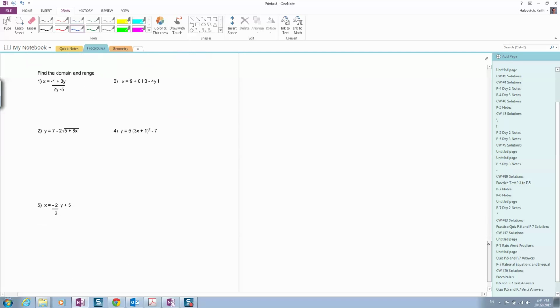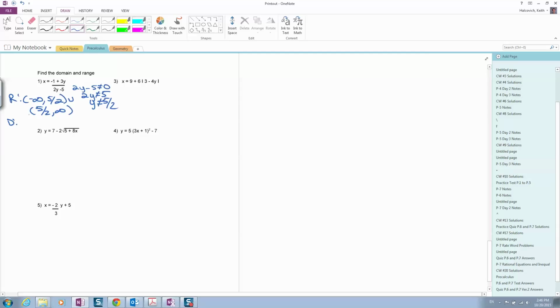All right, so let's do some examples. Pause the video and see if you can do these on your own, and then check your answers with me. All right, so look at the first one, it is a fraction. So the range, remember you have to make 2y minus 5 cannot equal 0. So y cannot equal 5 halves. So that is your range, from negative infinity to 5 halves.